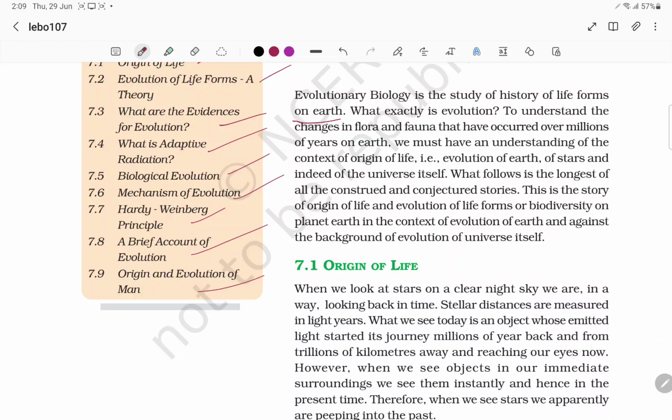So let's talk about this. Evolutionary biology is nothing but the study of the history of life forms on earth. What exactly is evolution? It is to understand the changes in flora and fauna. Flora means plants and fauna means animals. Why did they get adapted to this environment? And what are the changes that take place? Why are dinosaurs extinct? Why are Steller's sea cows extinct? The dodo bird is extinct. The Tasmanian tiger is extinct. If you could name certain things, they are extinct.